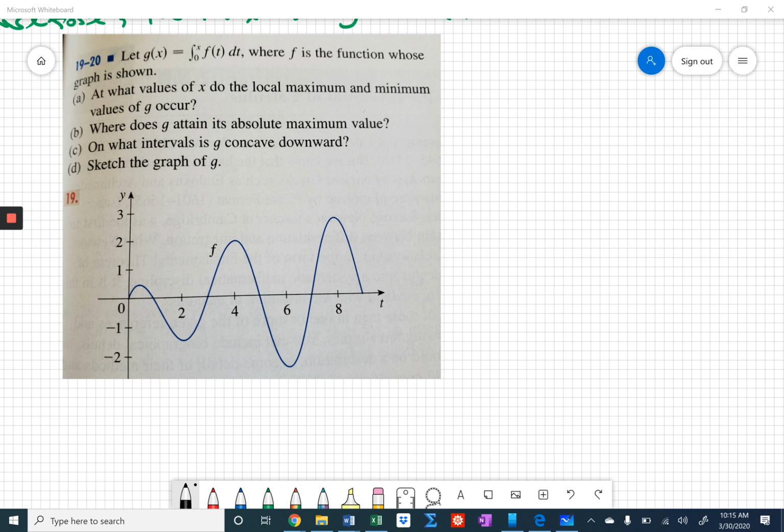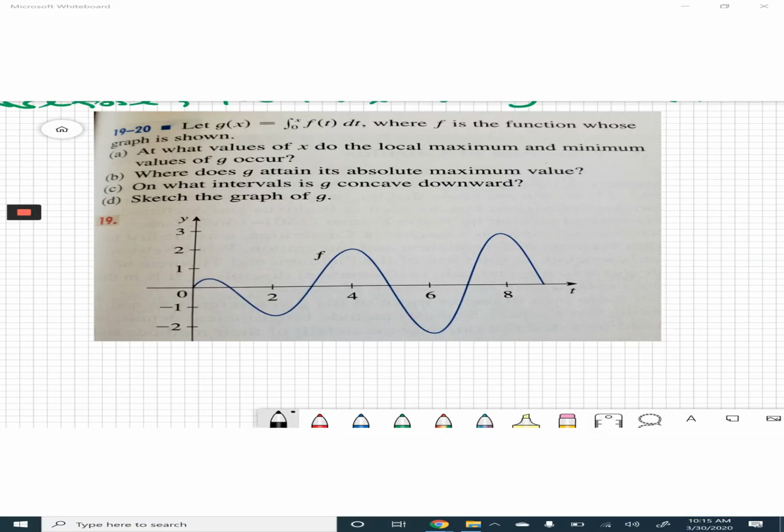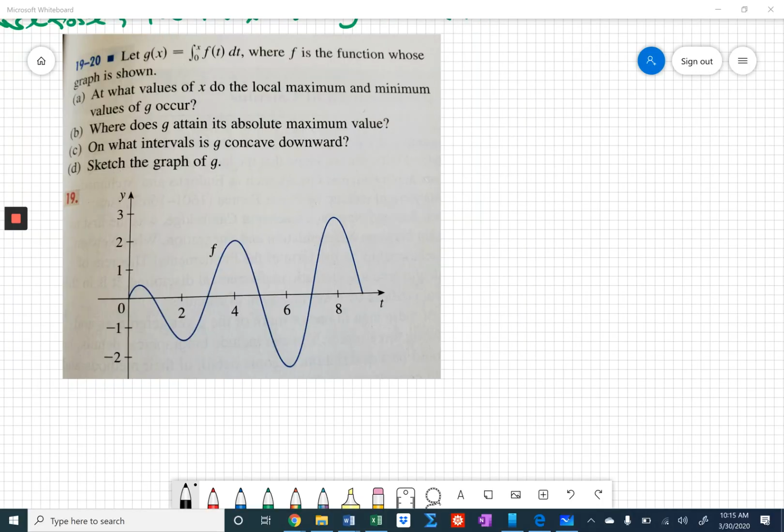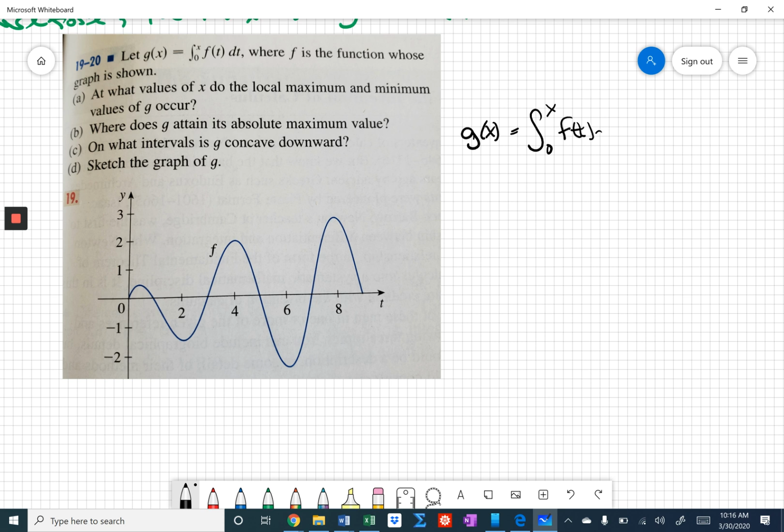At what values of x do the local maximum and minimum values of g occur? So we're looking for local max and min values for g. Sorry, some screen rotate issues here. Remember, g of x is this definite integral from 0 to x of f of t dt. So we need to apply the fundamental theorem to get g prime of x, and g prime of x is just going to be f of x.